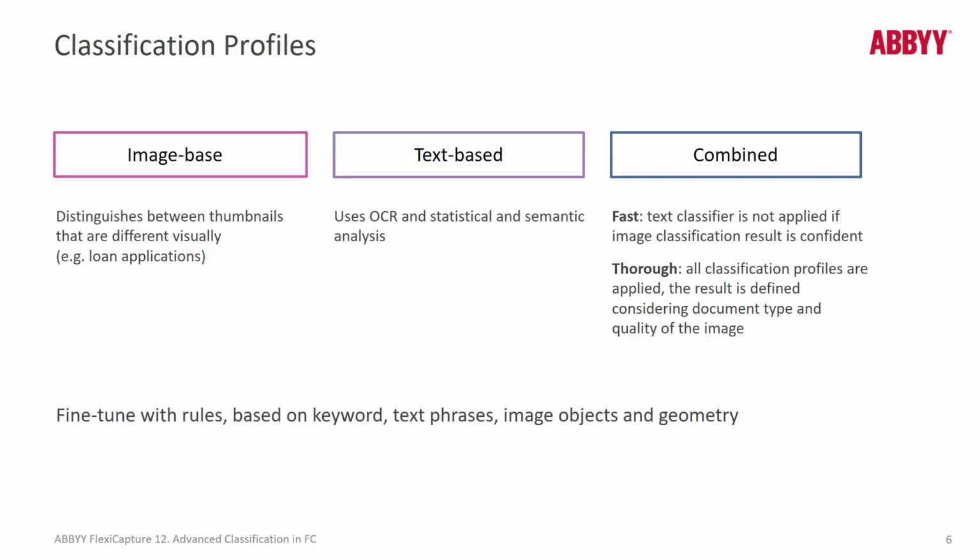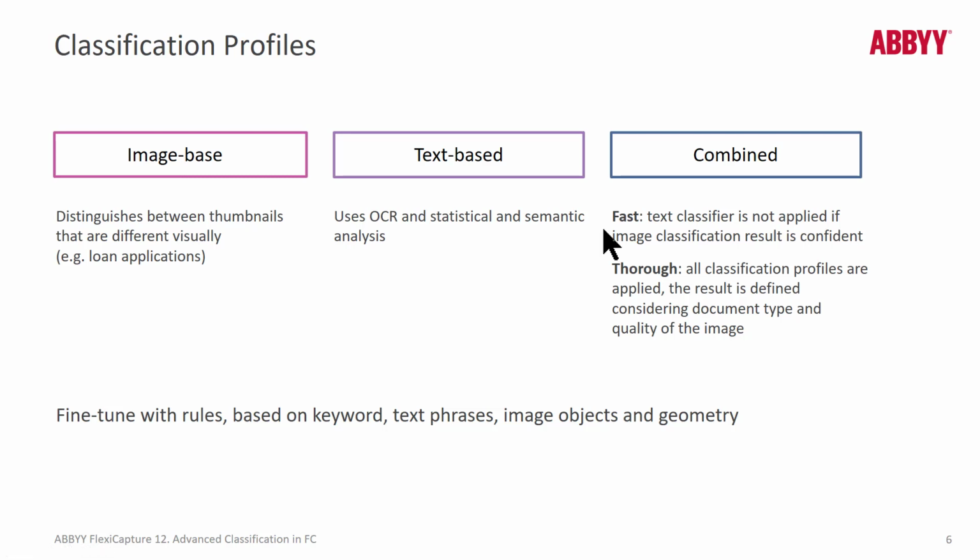When we classify documents, we can just classify based on thumbnails that are visually different. We can also classify based on statistical and semantic analysis. And we can also combine those two. So if we select both image-based classification and text-based classification, we have the ability to say we want to have that be a fast classification.